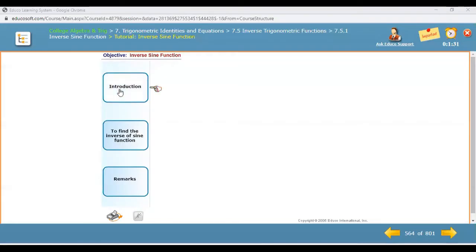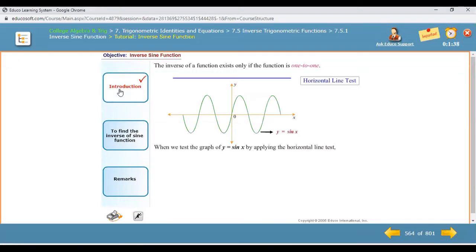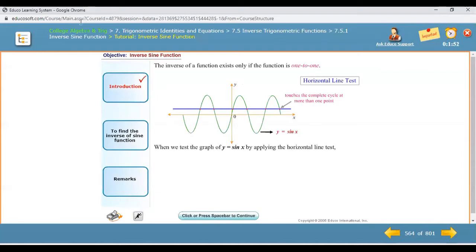Now we start with the inverse of sine. Number one, the first thing we have to check is that the function is 1 to 1. Now, if you remember, initially we started with the horizontal line test. All right, I'll just give you the overview of both. Yes, initially we started with the vertical line test.